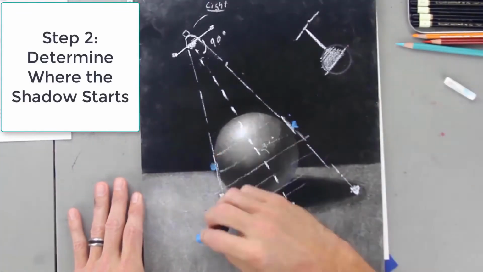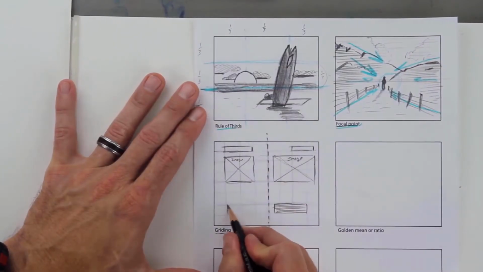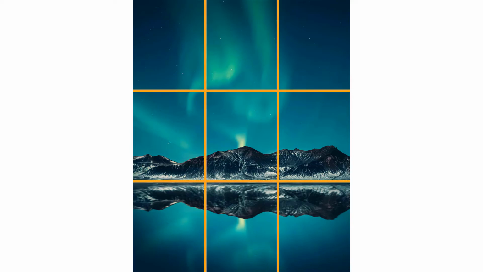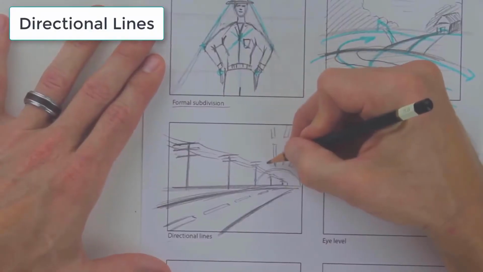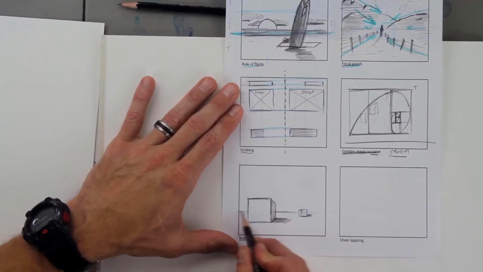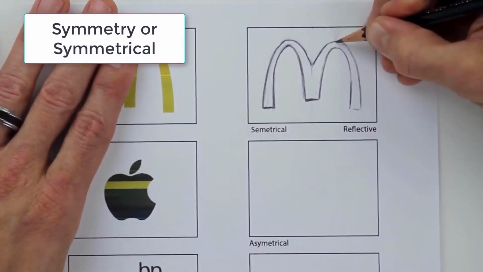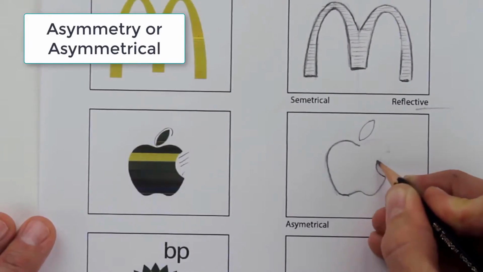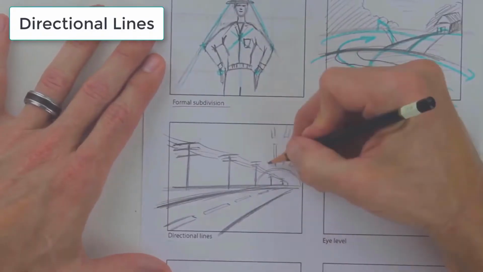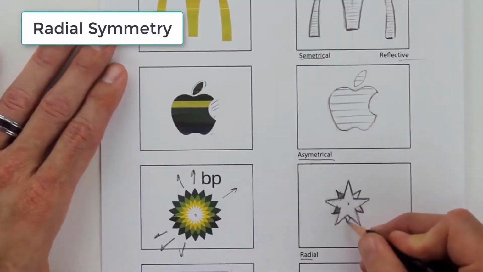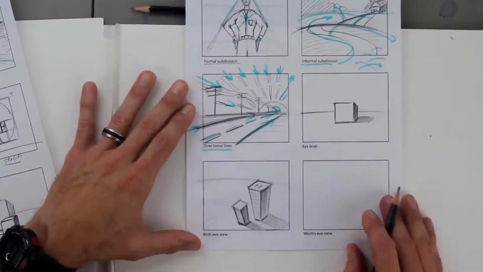Next, you will learn about composition, including the rule of thirds, focal point, scale, overlapping elements, formal and informal subdivision, and much, much more, including various logo design exercises to apply symmetry, asymmetry, radial symmetry, and rotational symmetry. These types of composition can be applied in various drawings, design projects, and in photos.